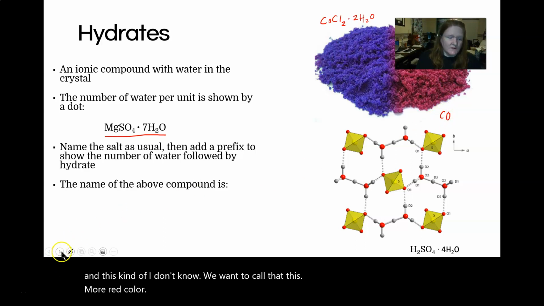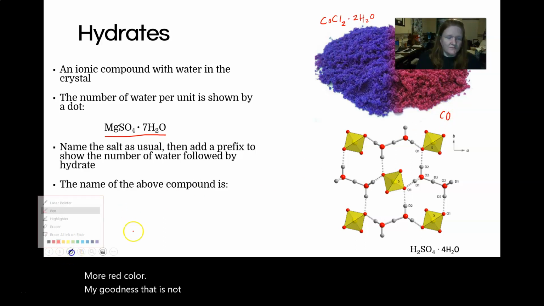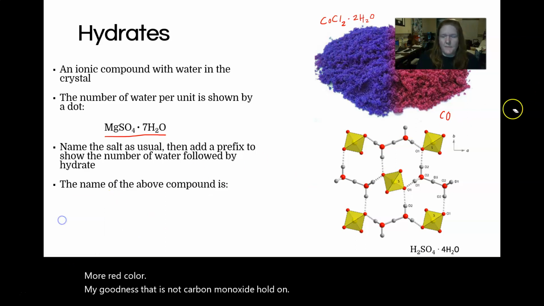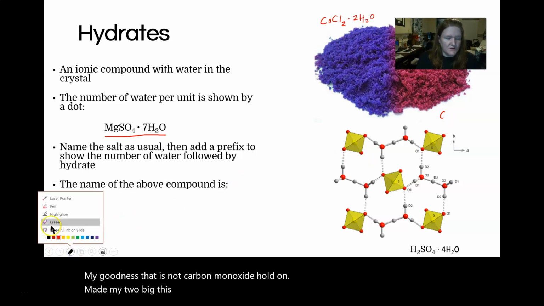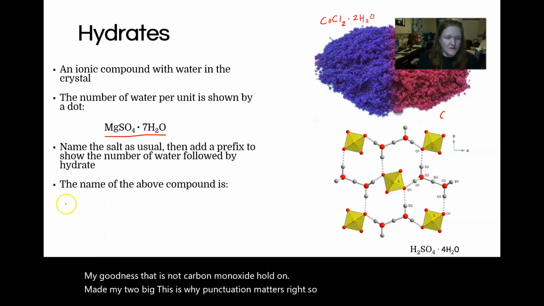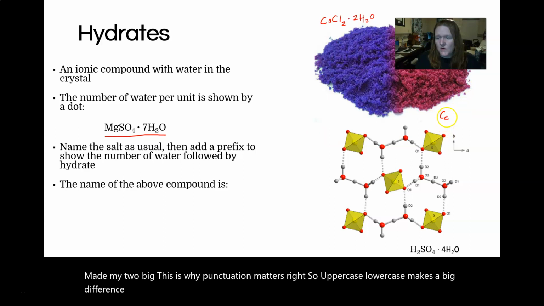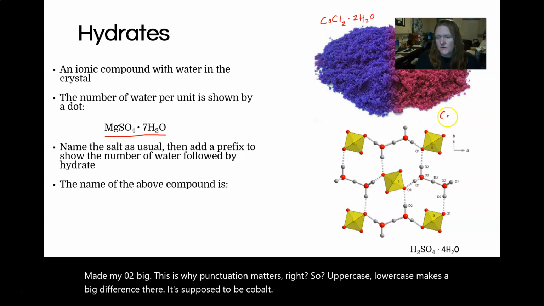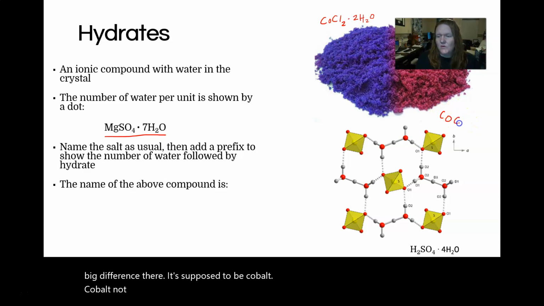Oh my goodness, that is not carbon monoxide. Hold on. Made my O too big. This is why punctuation matters, right? So uppercase, lowercase makes a big difference there. It's supposed to be cobalt, not carbon monoxide. All right, so the cobalt chloride part stays the same, but over here, it's the hexahydrate version.